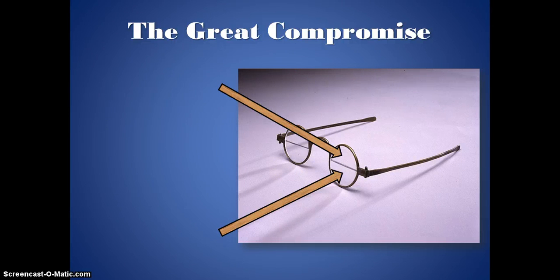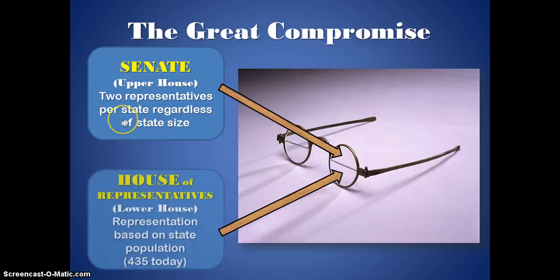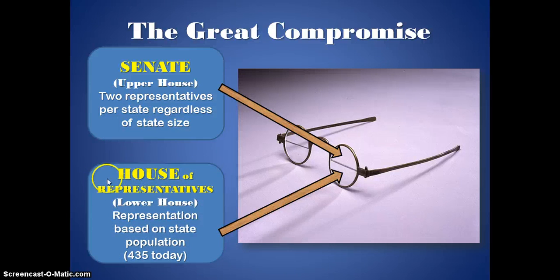There's an upper house and a lower house. The Senate is the upper house. And in the Senate, there are 2 representatives from each state, regardless of the state size. And in the lower house, the House of Representatives, representation in Congress is based on state population. And there are 435 representatives in the House of Representatives today. Can you guess how many senators there are in the Senate? 2 per state. That's right, there's 100 senators today.